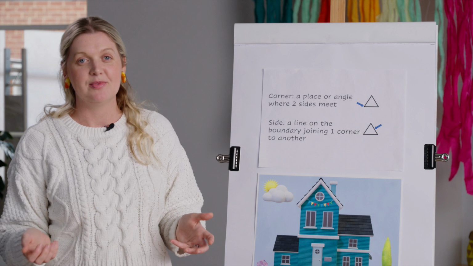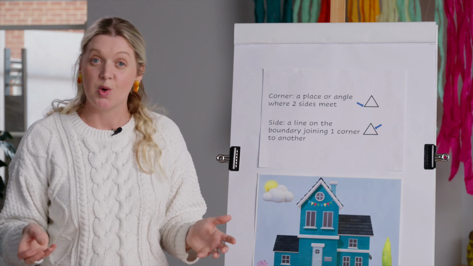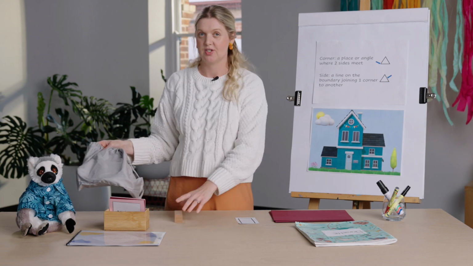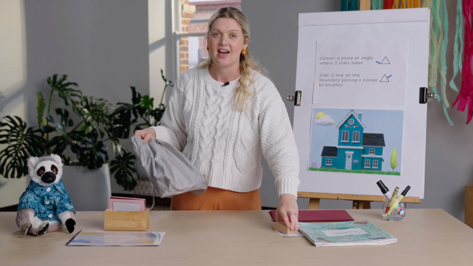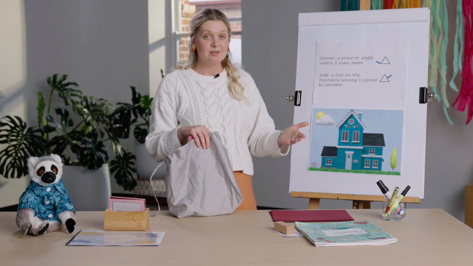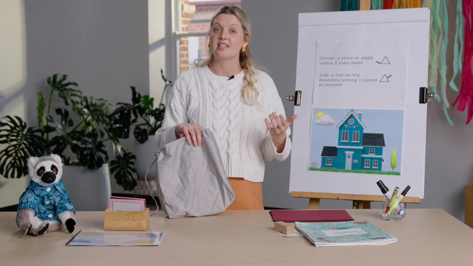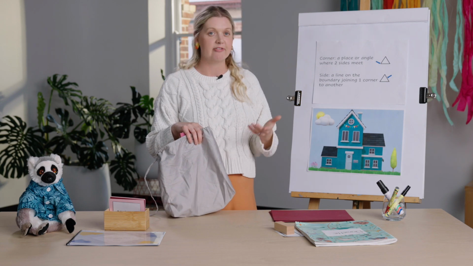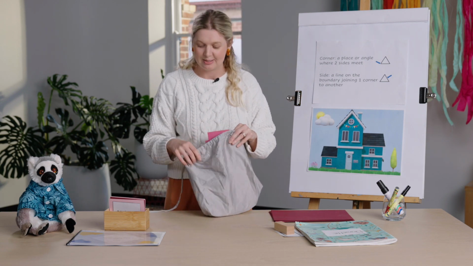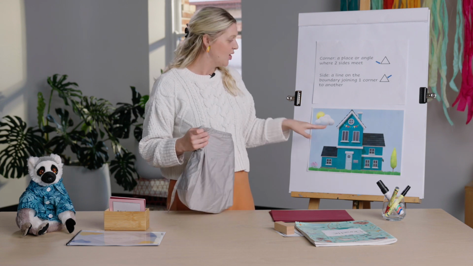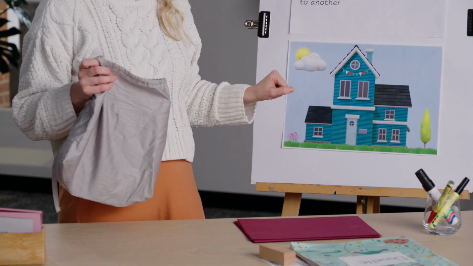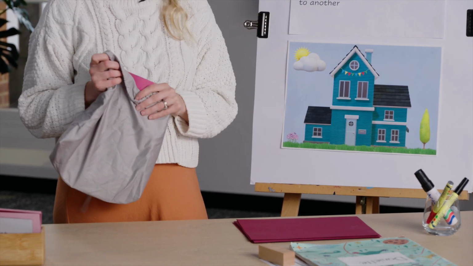Now, I have a game for us to play and it's called I Spy. Now, it's a little bit different to the way you might usually play I Spy. I'm going to say, I spy with my little eye something in the shape of A, and I'm going to pull the name of a shape out of this bag. Then you're going to help me find that shape in this picture and I'm going to trace over it.